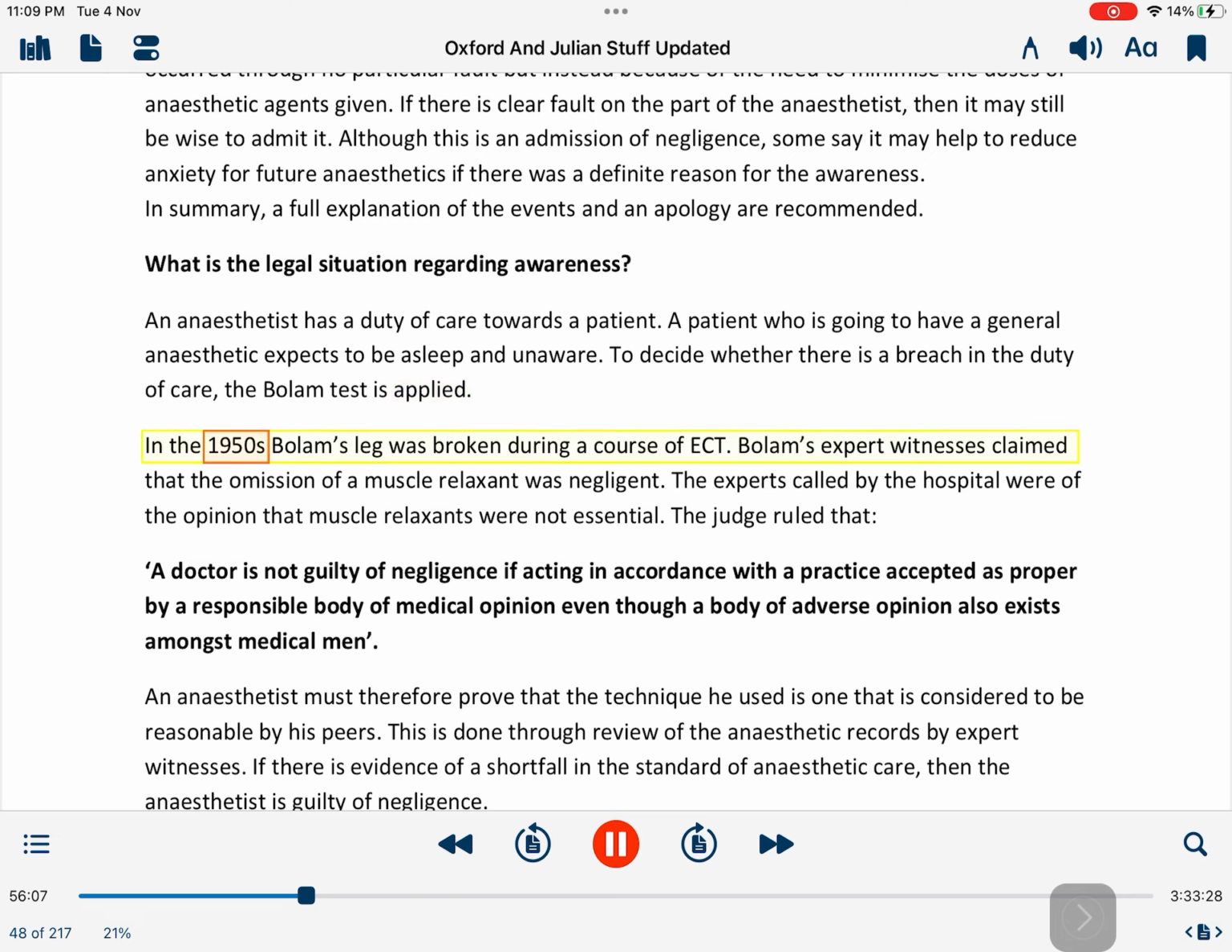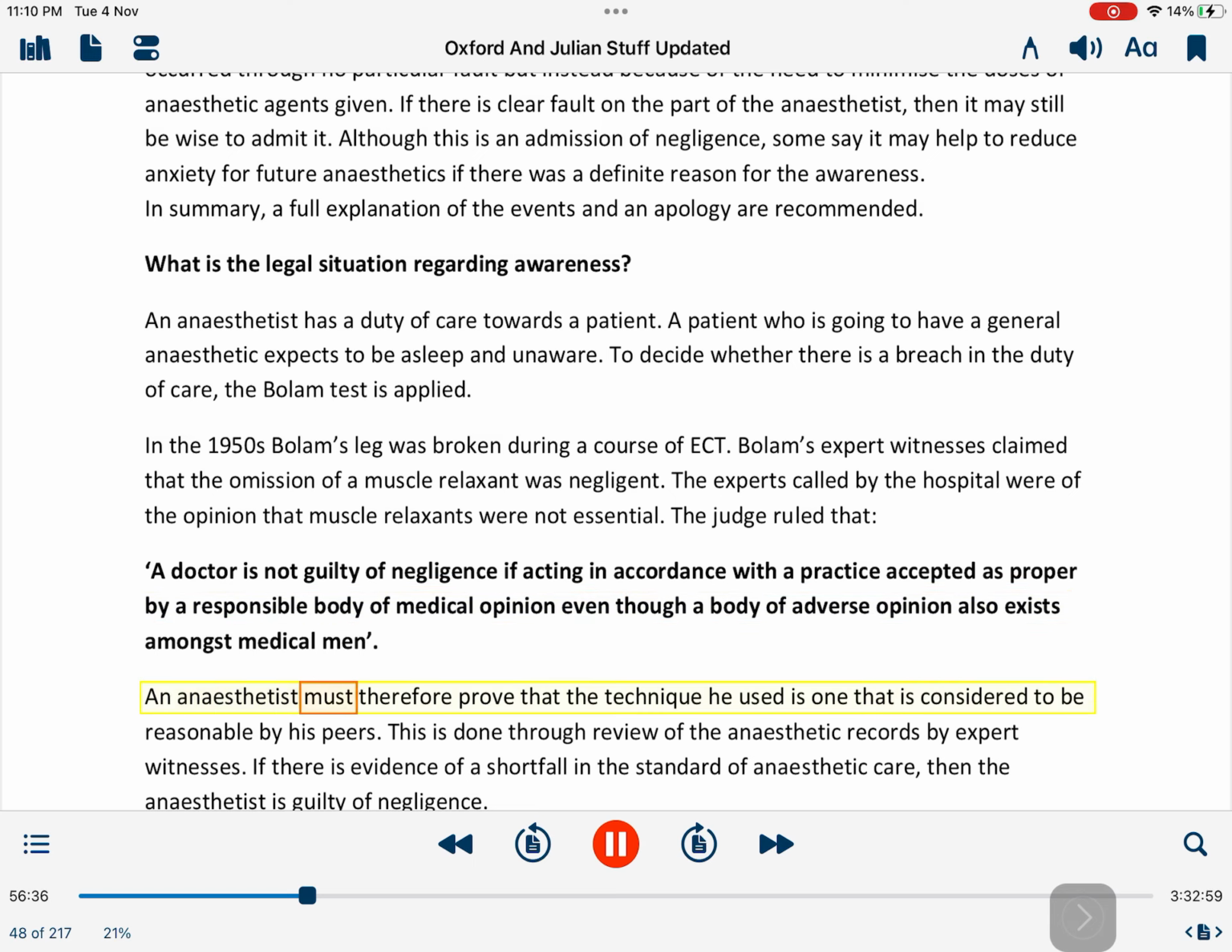In the 1950s, Bolam's leg was broken during a course of ECT. Bolam's expert witnesses claimed that the omission of a muscle relaxant was negligent. The experts called by the hospital were of the opinion that muscle relaxants were not essential. The judge ruled that a doctor is not guilty of negligence if acting in accordance with a practice accepted as proper by a responsible body of medical opinion, even though a body of adverse opinion also exists amongst medical men.